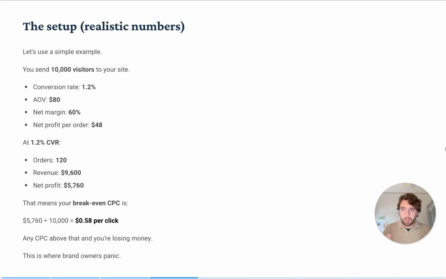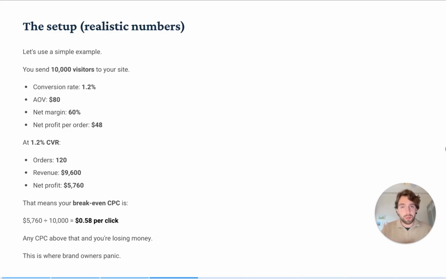So let's talk about a setup, right? And let's just use a simple example. So say you've got 10,000 visitors being sent to your website from the ads. Your conversion rate is 1.2%, your average order value is $80, your net margin is 60%, so your net profit per order is $48 in total. And at a 1.2% CVR, you get 120 orders, revenue of $9,600, and a net profit of about $5,760. That means your break-even CPC is about 58 cents per click.